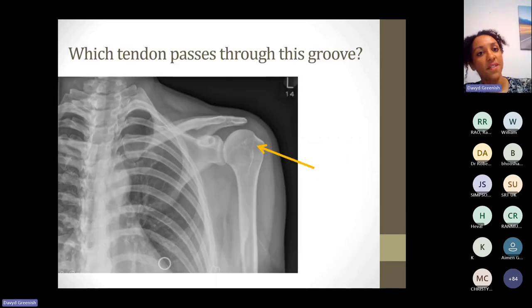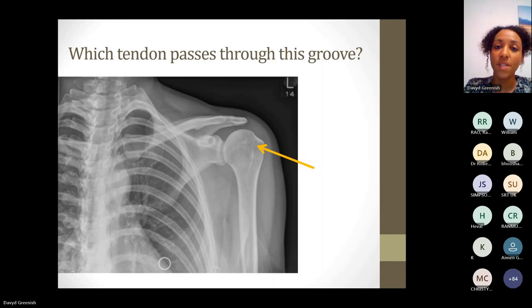Back to radiographs. So a slightly different question now. What tendon passes through this groove? So then you think, okay, they're asking me about a groove and the tendon that passes through it. So the groove on the humerus is going to be the bicipital groove because it's pointing to the lateral aspect of the humeral head. What travels through the bicipital groove? It's in the name. It's the long head of the biceps tendon.